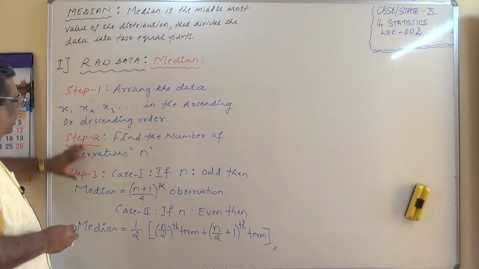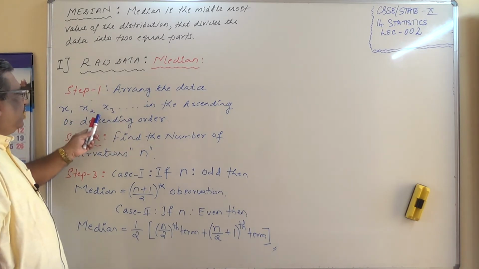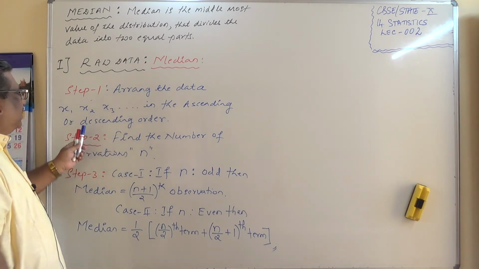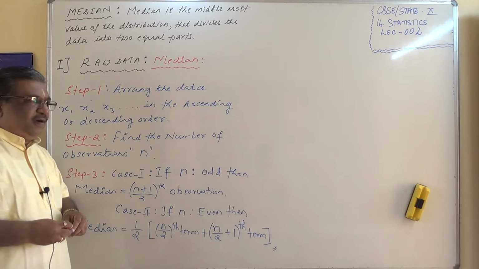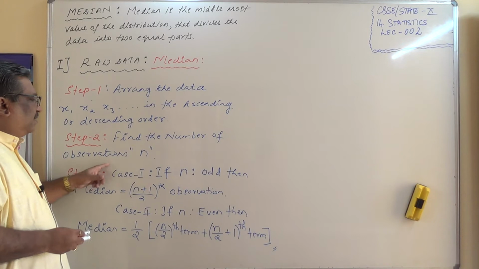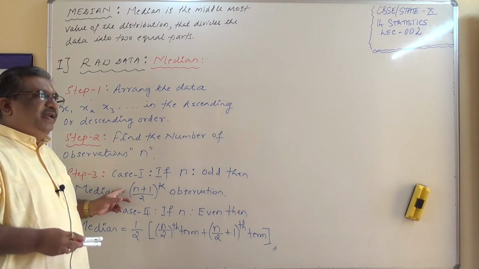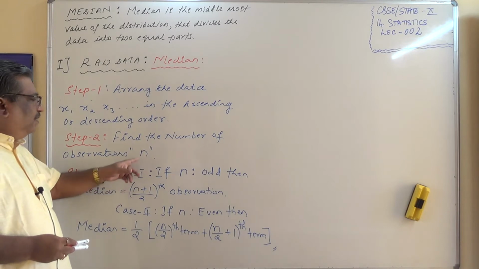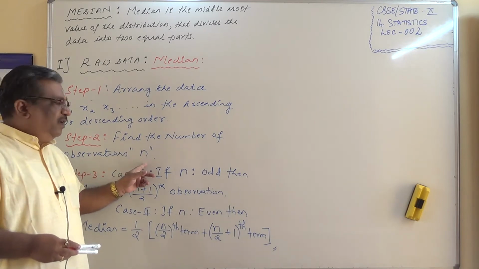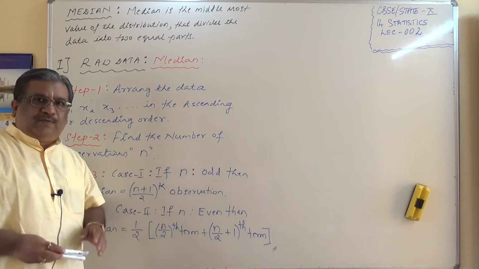Steps are there, 3 steps. The step number 1, arrange the data x1, x2, x3 either in the ascending order or in the descending order. That is the first step. Step 2, find the number of observations n. And step 3, for calculation of the median, it depends upon the value of the observations. If n is odd, then one formula. If n is even, then the other formula.